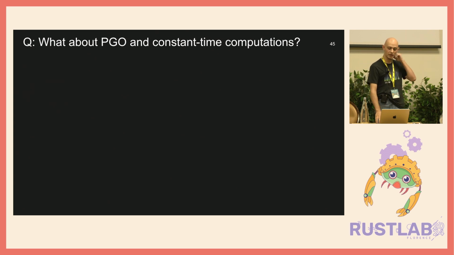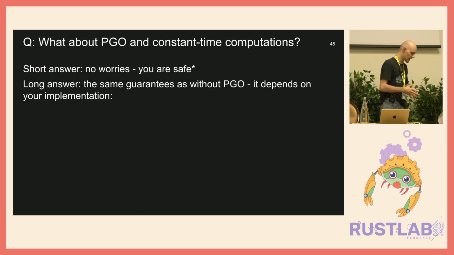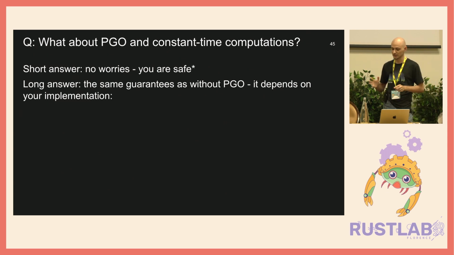So what about PGO and constant time computations? Because if you apply some additional optimizations, your constant time computing can be affected. So no worries, you are safe, with an asterisk. The actual answer is the same guarantees as you had before PGO. If you implemented some kind of time-based guarantees for your constant time computation, you are pretty safe. If you try to implement something based on compiler optimization behavior, assuming that an optimization will not be performed in some place, you are in danger.